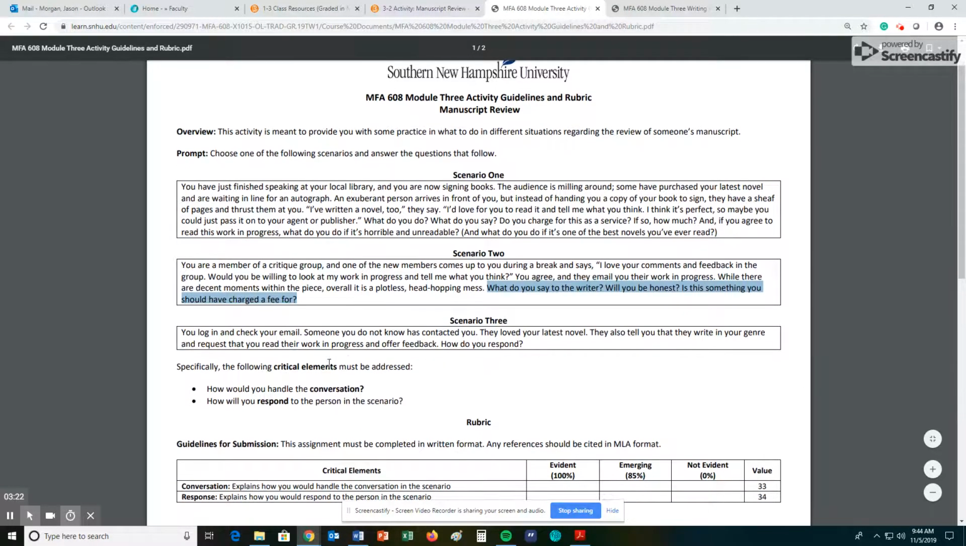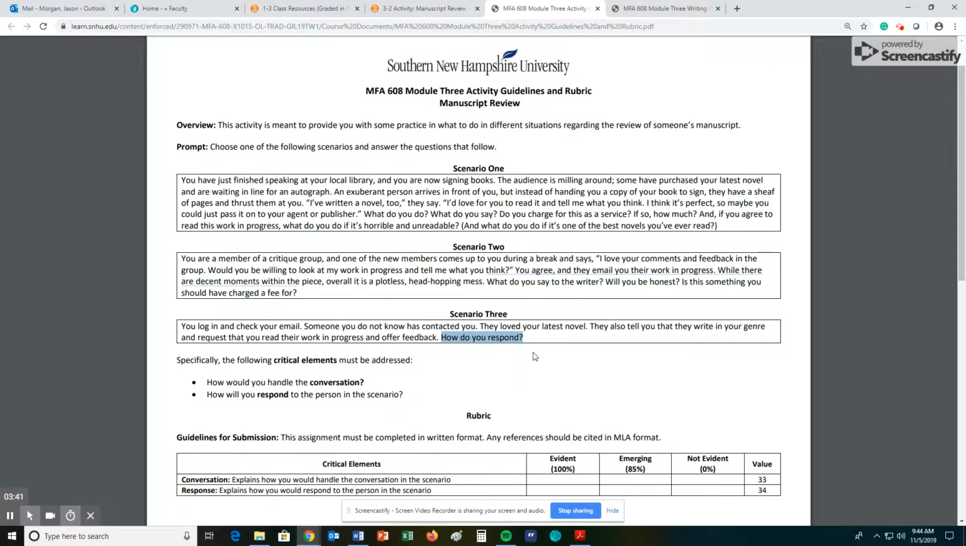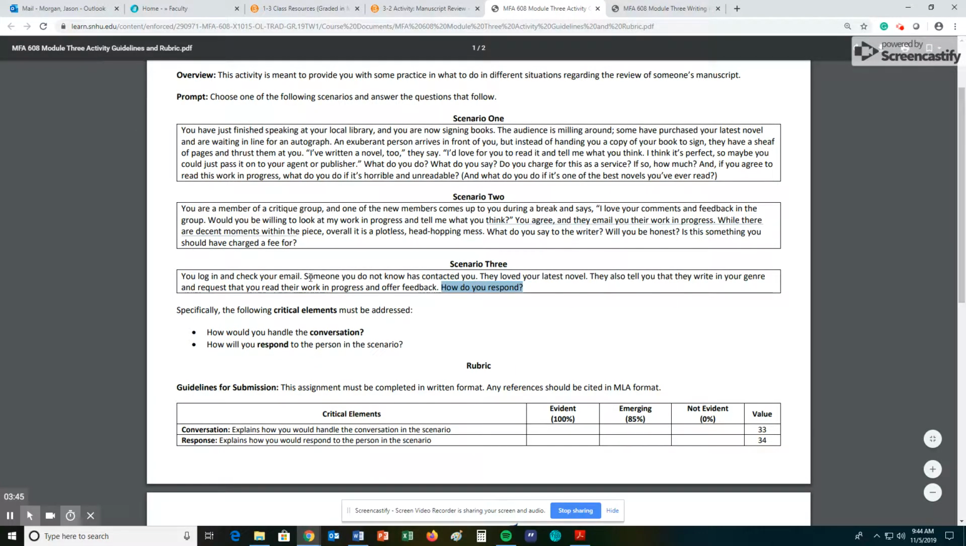And then the third one is you log in and check your email. Someone you do not know has contacted you. They loved your latest novel, and they write the same genre that you do. Yay. And they're saying, hey, will you read my work in progress and give me feedback? How do you respond? I've had all three of these happen to me. What did I do? I'm not going to tell you because I want you to figure out what you would do. So for this particular assignment, pick one of these scenarios, 1, 2, or 3.